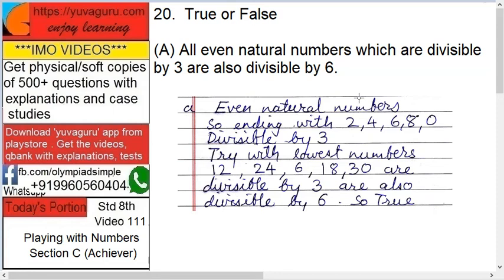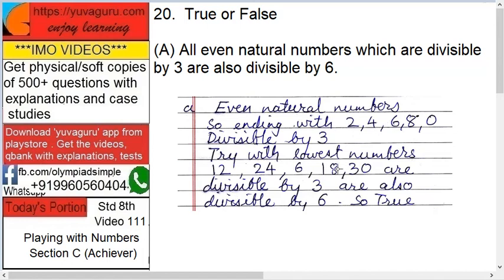Even natural numbers. Okay, let me see. So even natural numbers means what? Ending with 2, 4, 6, 8 and 0. Right? Now divisible by 3 we want. So which one? Try with the lowest numbers. Which numbers? 12, 24, then what?